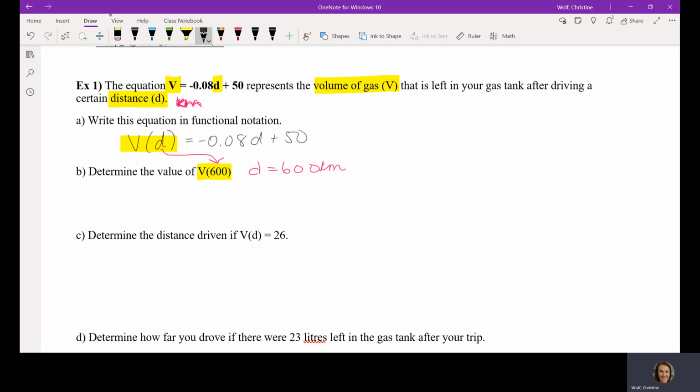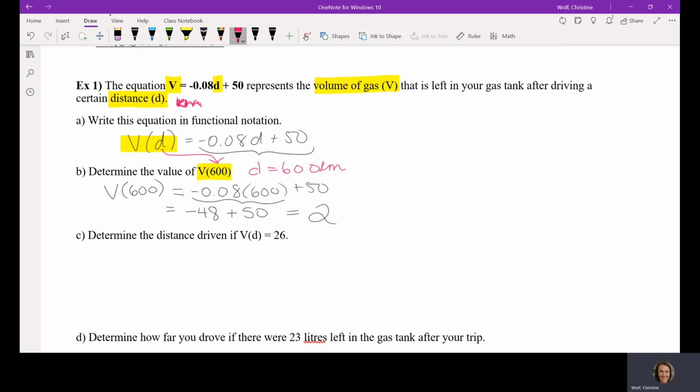So this is what we do. We take our functional notation, but we know that right now we're replacing the D with 600. So on the other side of the equation, that portion right there, we're also going to replace the D with 600. And we recopy the equation. Now we're going to simplify. We know that we have to multiply values together first. So negative 0.08 times 600 is negative 48. And then now we add that 50. And we are left with 2.